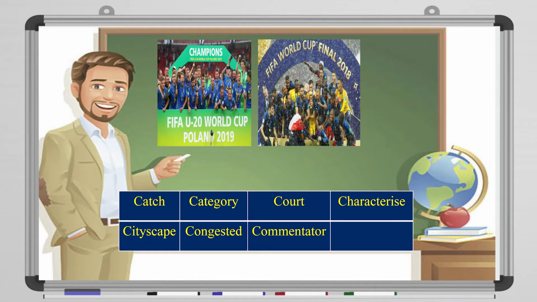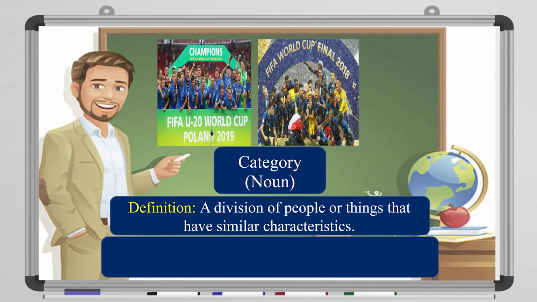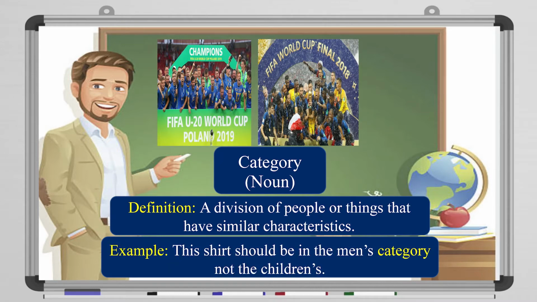Let's look at another word. So we have two teams. One team is under 20, and the others are the actual team, like the first team. Did you get it? It's kind of difficult, right? But if we have two things, what are they? They are called a category. A category is a division of people or things that have similar characteristics. So for example, this shirt should be in the men's category, not in the children. Did you get that word? It was a little bit difficult, right? Let's see if you can get the next one.